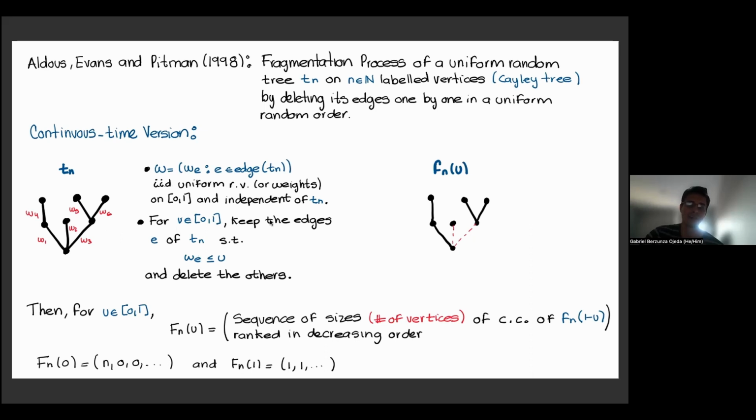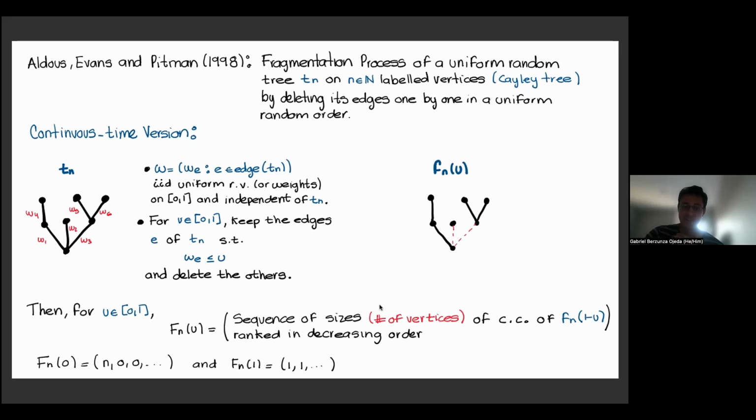So for example, here you have a small simulation. You delete some of the edges whose weight is bigger than u, and you create a forest formed by some subtrees of the original tree. You can see that we have the same number of vertices as in the original tree, just fewer edges. So the quantity of interest in this talk will be, for every u, the evolution of the sequence of sizes, the numbers of vertices in this case, of the connected components of this fragmentation forest at time 1 minus u. And I will rank it in decreasing order.